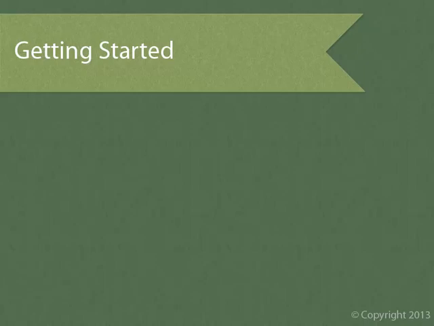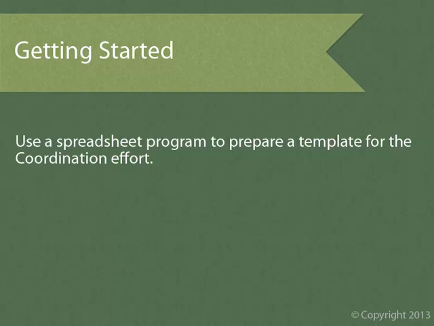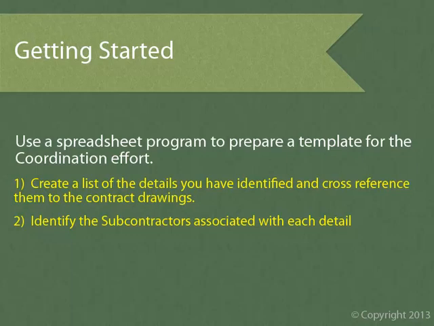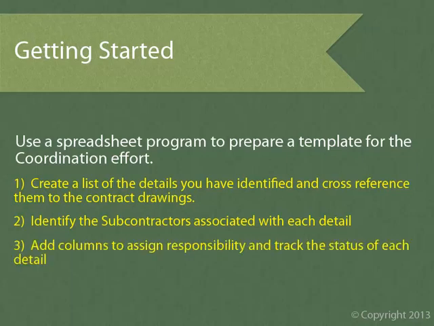Okay, now that we've gone through the exercise of flagging and sequentially numbering all of our coordination details, let's talk about how we organize and track them. Use a spreadsheet program to prepare a template for the coordination effort. Create a list of the details you've identified and cross-reference them to the contract drawings. Identify the subcontractors associated with each detail. Add columns to assign responsibility and track the status of each detail. Okay, these are the bullet points, but of course you need a more detailed explanation.